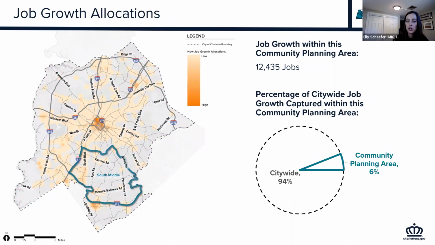And then the city is projected to grow by almost 200,000 jobs by 2040. So given the place type recommendations within this community planning area, this area would be projected to capture about 12,400 new jobs, or approximately 6% of all new jobs citywide.